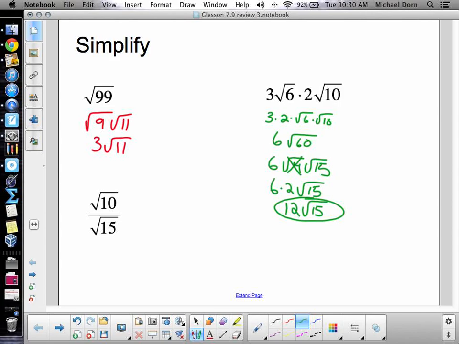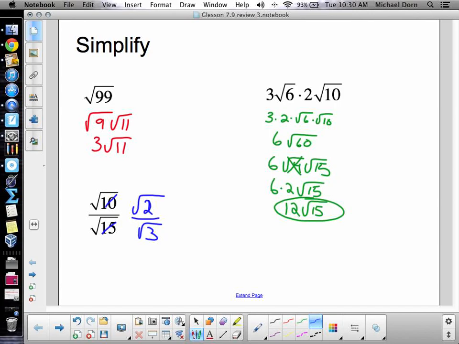Root 10 over root 15. A lot of people rush here to rationalize it. Multiply by root 15 over root 15, but that's not necessary here. Not initially. What should we do initially? What do you think, Jared? Reduce it, yeah. 10 over 15 reduces to 2 over 3, yeah.